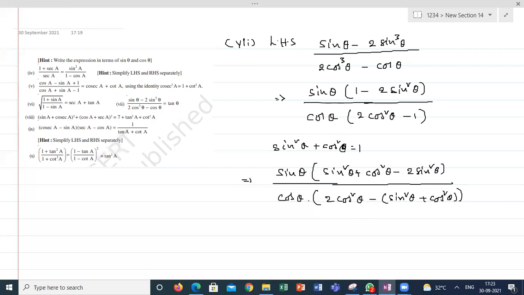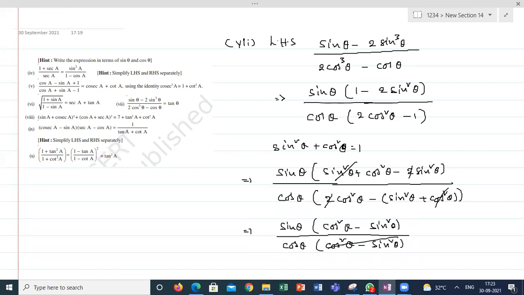So one sine is cancelled. Here one cos will cancel, because after opening the bracket it is minus sin square minus cos square. So my expression will become, in the numerator, cos square theta minus sin square theta, and the denominator is cos theta into (cos square theta minus sin square theta). Both can be cancelled. Finally, I'm getting sin theta by cos theta, which is equal to tan theta. So this is your RHS.